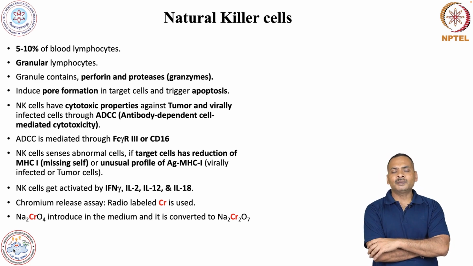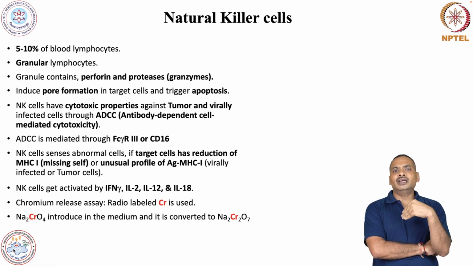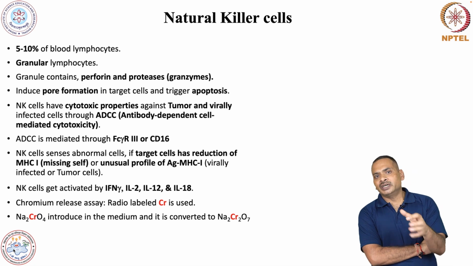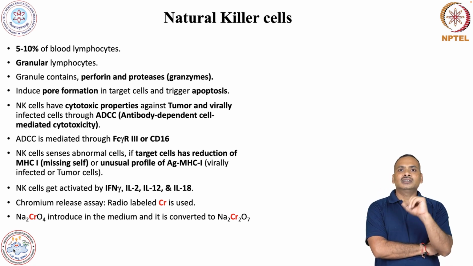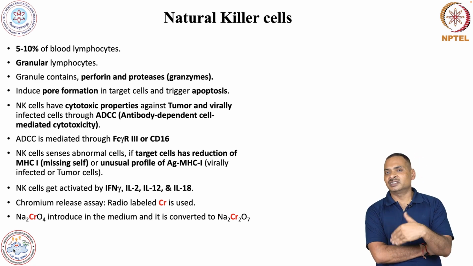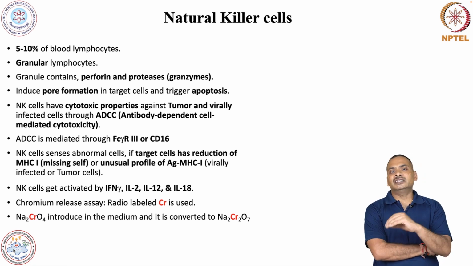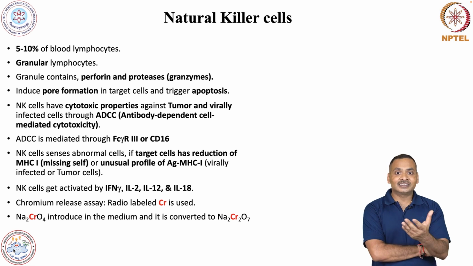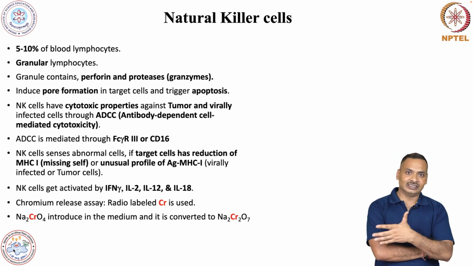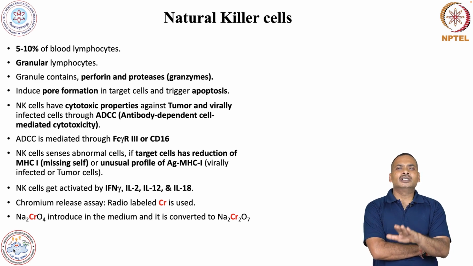Na2CrO4, okay, and this cannot come out of the cell. When you put NK cells over there, we will see death of the target cell, and there will be a release of this radioactive chromium, and in that way we can assess the NK cell activity. So this is one very simple experiment. This is a gold standard experiment.